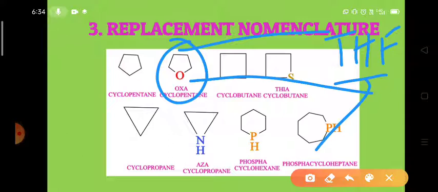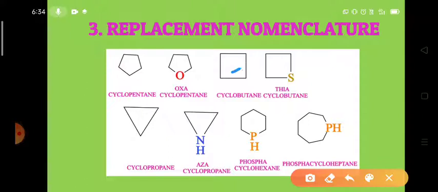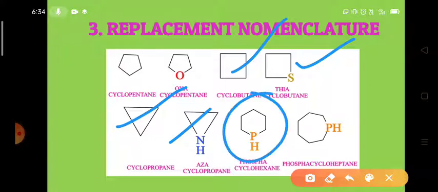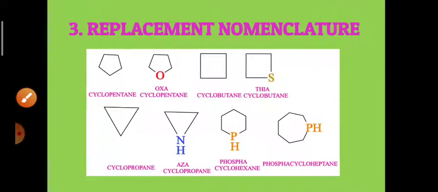Okay, and cyclobutane, and it is thiacyclobutane, cyclopropane, azacyclopropane, we know the cyclohexane, no? So this is phosphacyclohexane, phosphacycloheptane. So these are some replacement names.